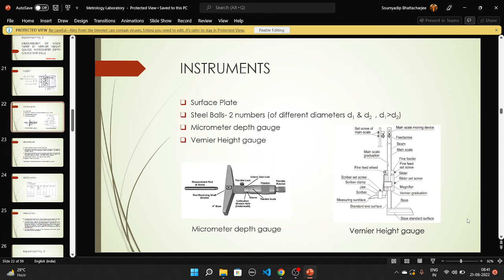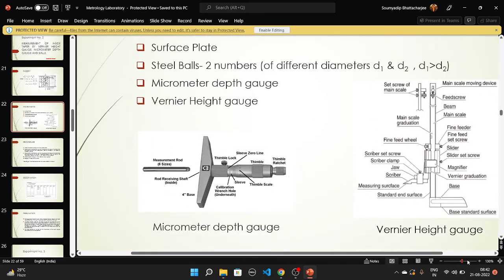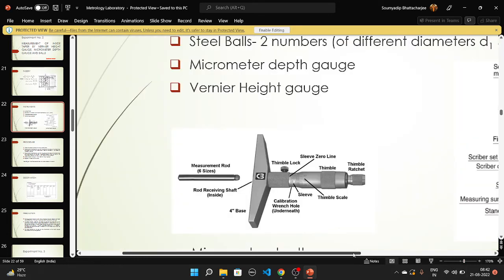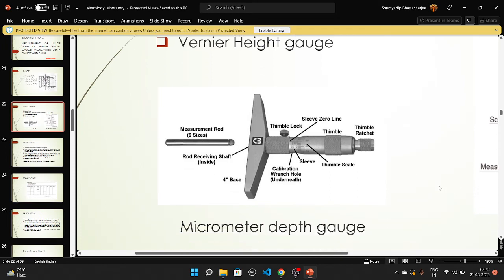And another very common question sometimes you have been asked in the viva, that if you see the vernier height gauge, if you make it bigger, this pointer is very sharp, right? So this sharpness is not required for your experiment.